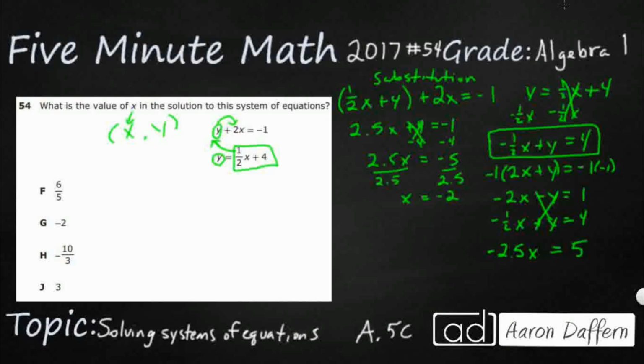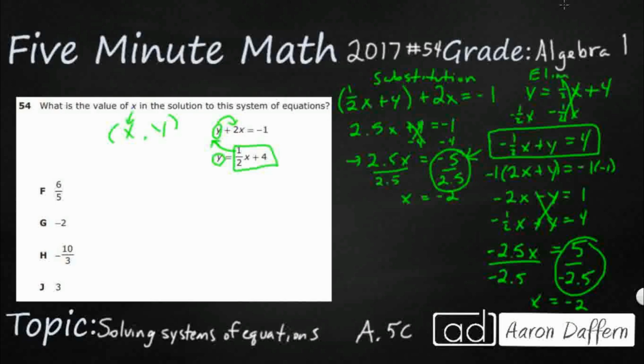Now we've been here before. The only difference was, look up here, it was a positive 2.5x and a -5. Now I've got a -2.5x and a +5. But you know what? It's going to end up the same, because when we divide both sides by -2.5, I had a -5 divided by 2.5, and now I've got a 5 divided by -2.5. Either way you look at it, your x is still going to be the same. So this is the elimination method.